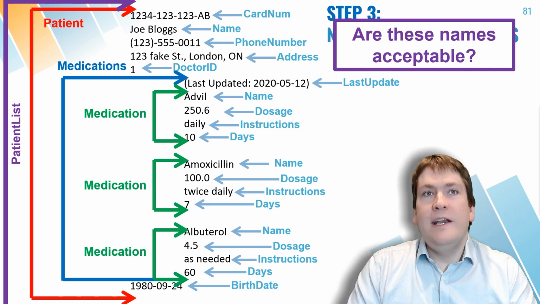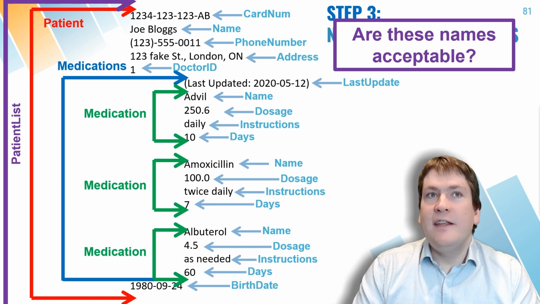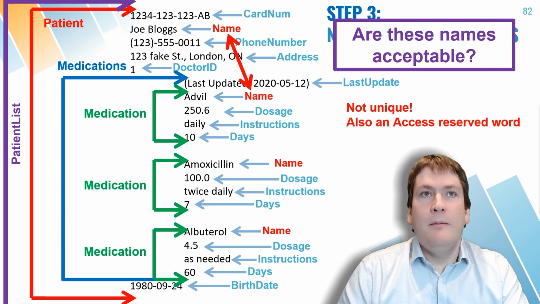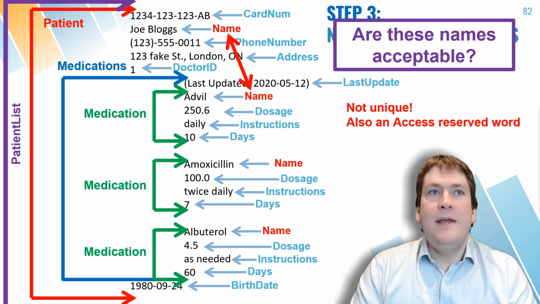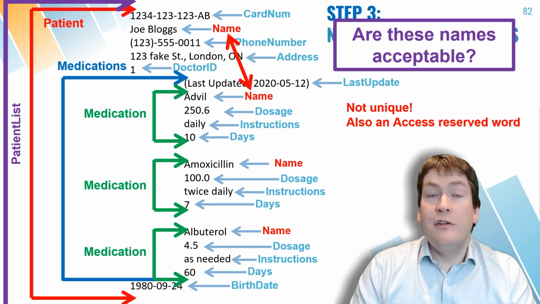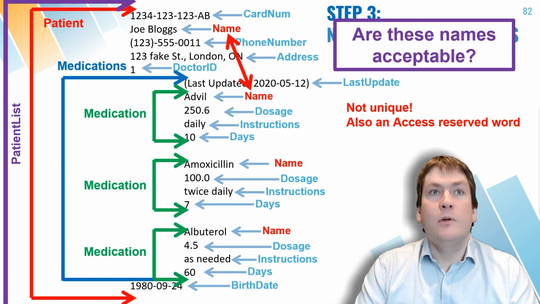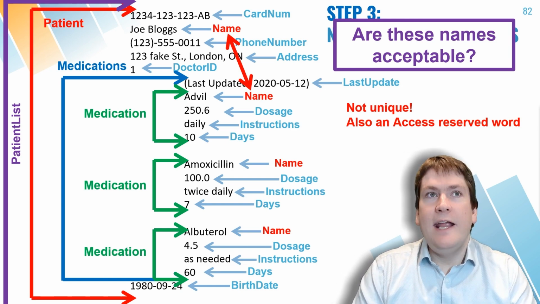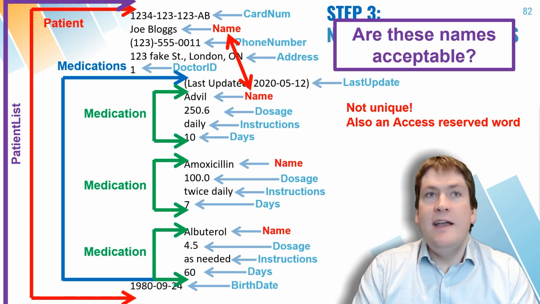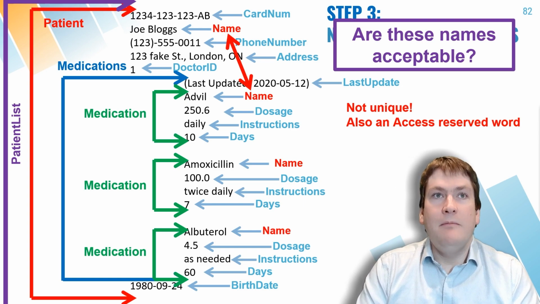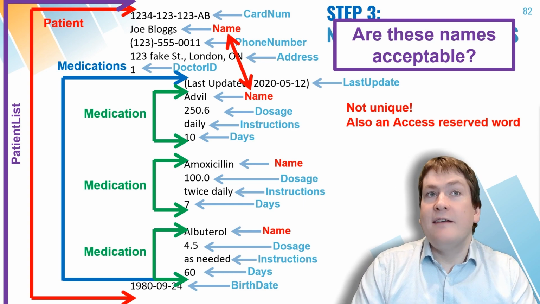Okay, so I've renamed note to instructions, and the other issue is name up here and down there. So up here would be in patient, and we have name and medication. So there's actually two issues with this. The first one is it's not unique. We've repeated a name. So the patient group has a data element named name, and the medication group has a data element named name. So that's not allowed. They have to be unique.